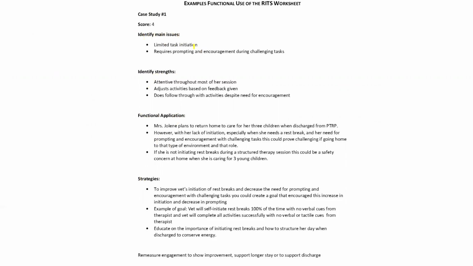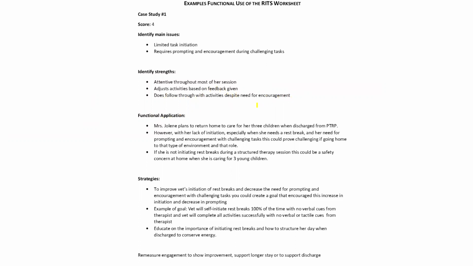She showed limited task initiation and required prompting and encouragement during challenging tasks. However, her strengths include that she was attentive throughout most of her session, she adjusted activities based on feedback that the therapist gave her, and she does follow through with the activities despite the need for this encouragement.